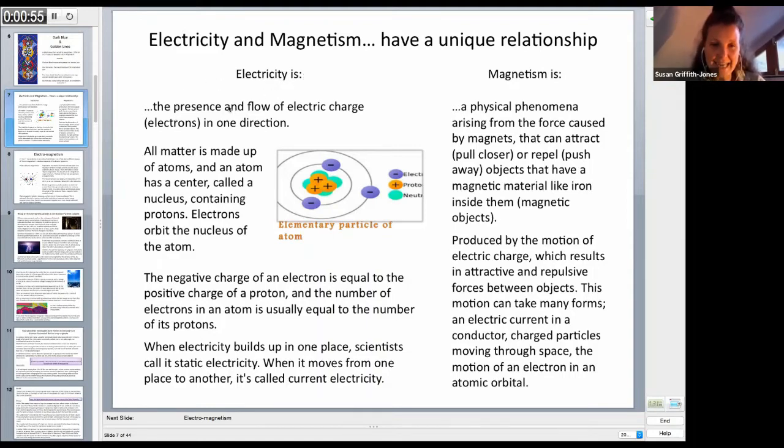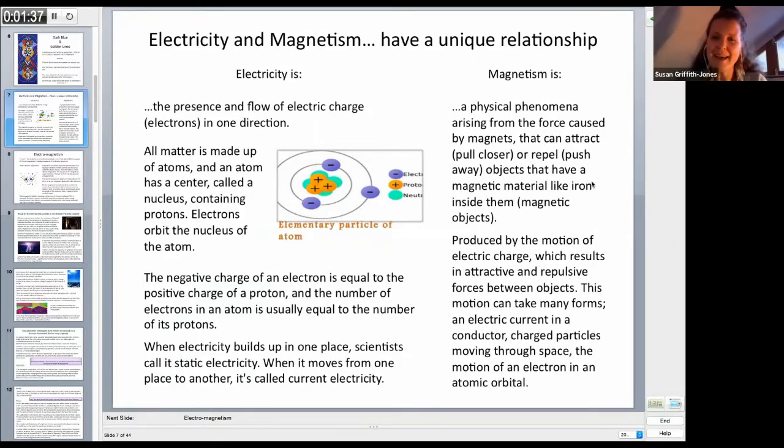Electricity is the presence and flow of electric charge, electrons, in one direction. All matter is made up of atoms, and an atom has a center called a nucleus containing protons. Electrons orbit the nucleus of the atom. So these are things we pretty much know. The negative charge of an electron is equal to the positive charge of a proton, and the number of electrons in an atom is usually equal to the number of its protons. When electricity builds up in one place, scientists call it static electricity, and when it moves from one place to another, it's called current electricity. So this is all fairly basic.